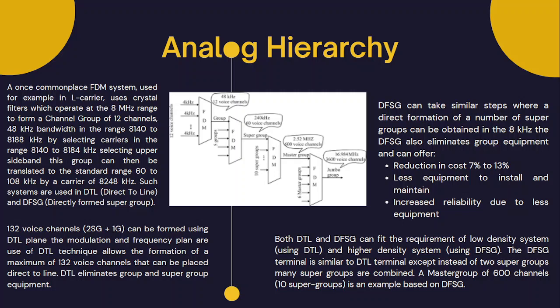At the next level, 10 supergroups are multiplexed to create a master group. A master group must have 2.40 MHz of bandwidth, but the need for guard bands between the supergroups increases the necessary bandwidth to 2.52 MHz. Master groups support up to 600 voice channels. Finally, 6 master groups can be combined into a jumbo group. A jumbo group must have 15.12 MHz but is augmented to 16.984 MHz to allow for the guard bands between the master groups.